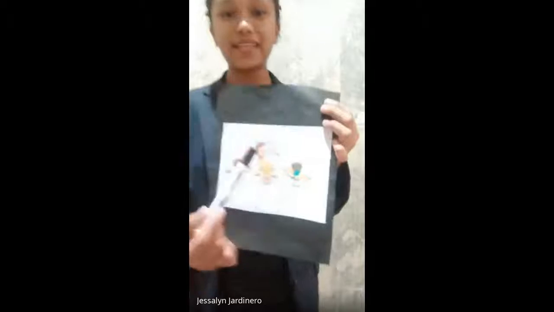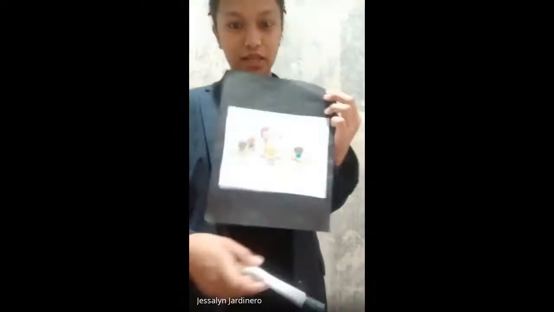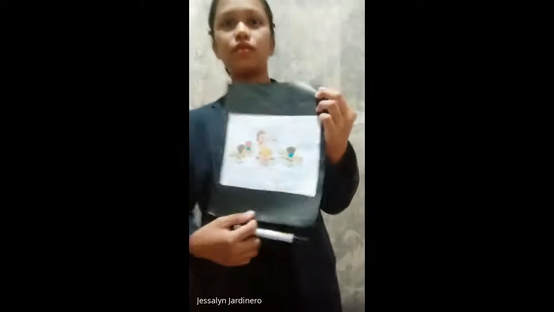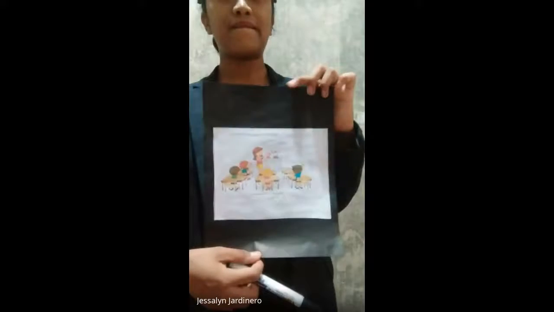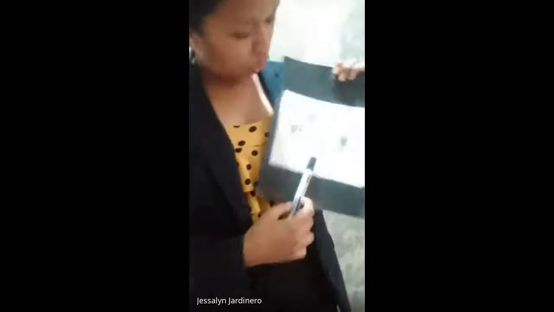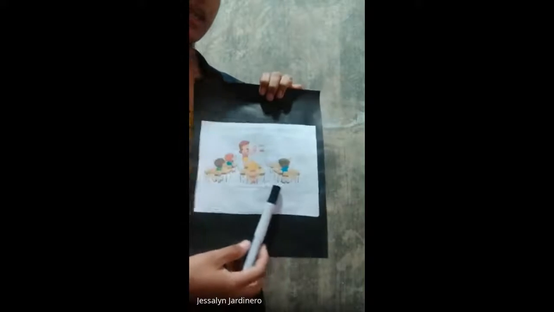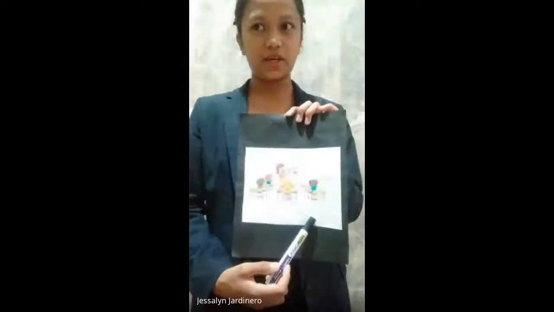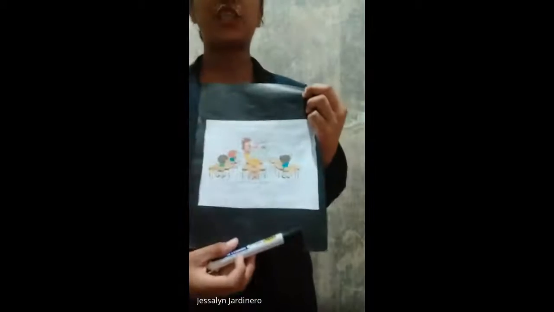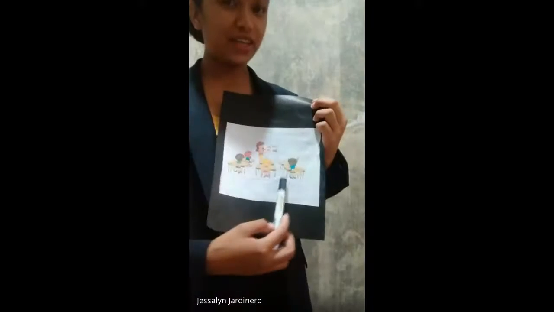Okay, so our second classroom rule is if you have a question, raise your hand first. Now, take a look at the picture. If the teacher is talking to the children, yes. How about children talking to the teacher? Yes, no. So, meaning our third classroom rule is do not talk to your classmate or teacher when they're talking.